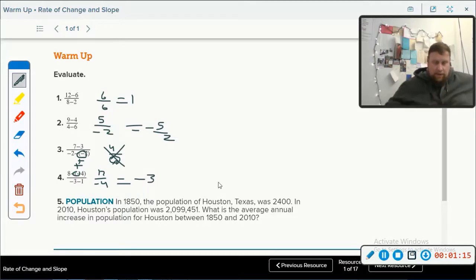In 1850, the population of Houston, Texas was 2,400. In 2010, Houston's population was a lot. What is the average annual increase in population for Houston between 1850 and 2010? I don't know. Let's bust out the calculator for that. Goodness gracious.